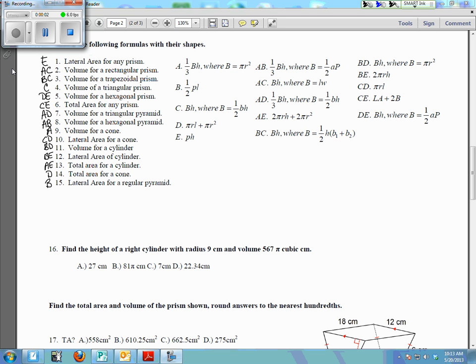There are the solutions to 1 through 15. Go ahead and pause it and check yours to make sure that you know which ones are which.